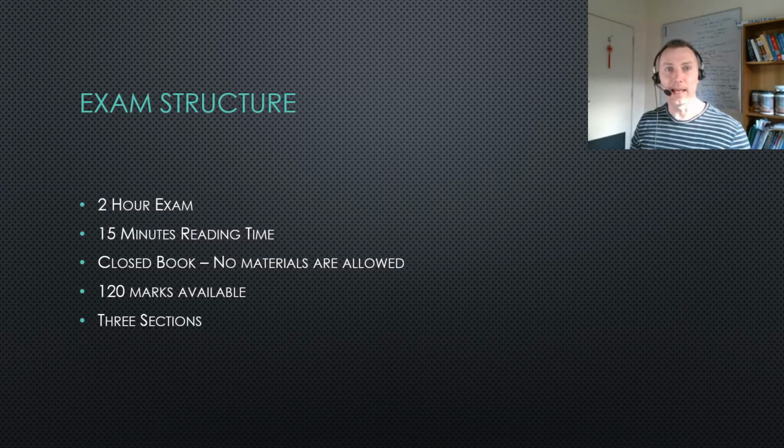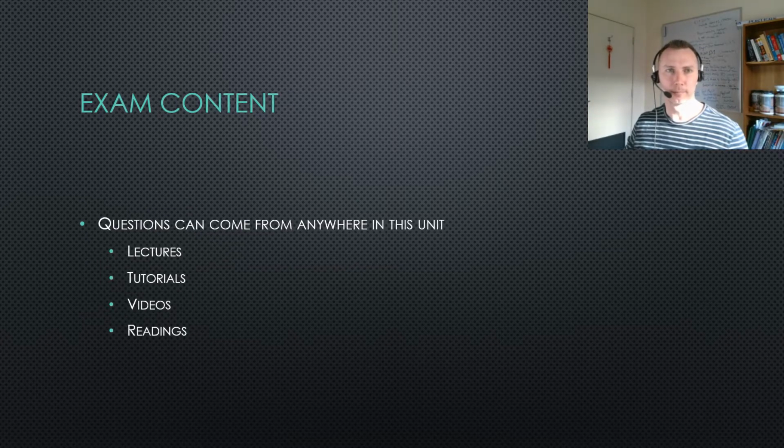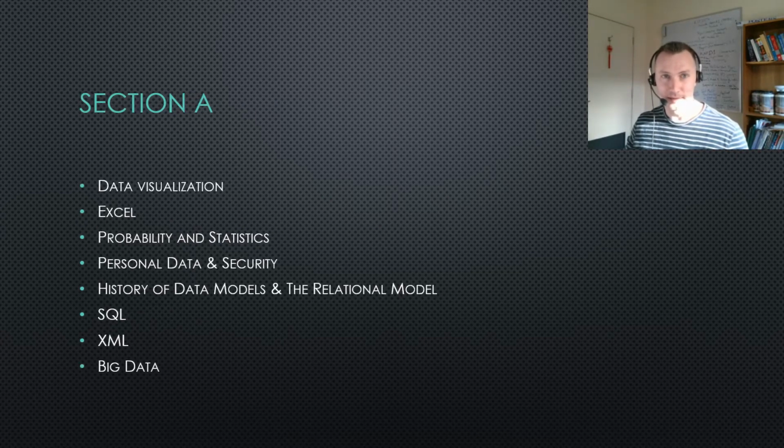Section A is fill in the blanks. It's worth 25 marks. Section B is short answer questions and it's worth 35 marks. And section C is in-depth questions and it's worth 60 marks. The section A questions need to be written in the answer sheet that is attached at the back of the exam paper. The rest of the answers you'll write into your exam booklet. The questions for the exam can come from anywhere in this unit, and that includes the lectures and the tutorials, and the videos and the readings.